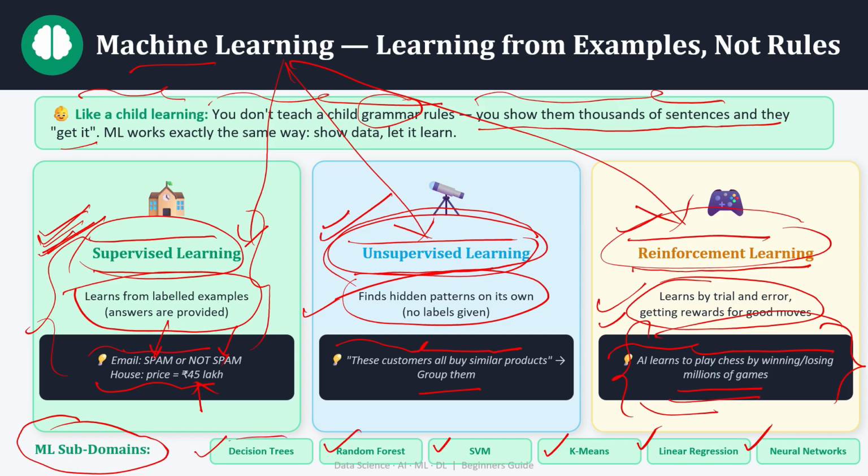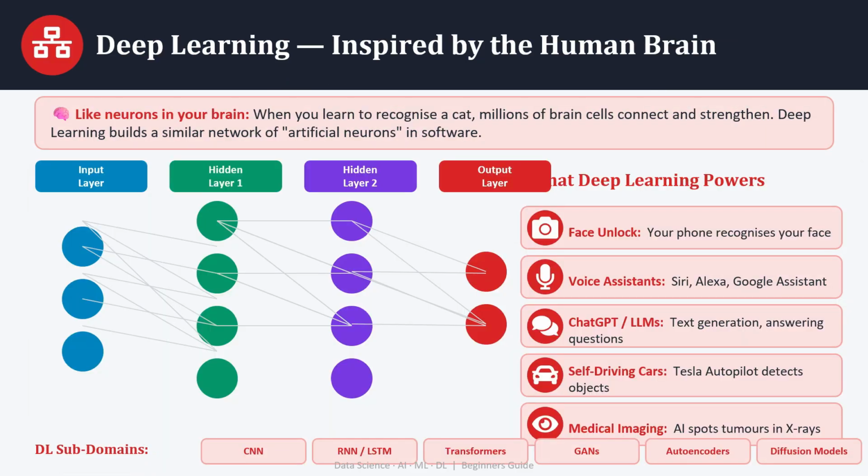So if you have heard any of these terms, these are all related to machine learning. Now, the most advanced one, deep learning, is inspired by the human brain. As I said, there are a lot of neurons in the human brain. Like neurons in your brain, when you learn to recognize a cat, billions of brain cells connect and strengthen. Deep learning builds a similar network of artificial neurons in software.